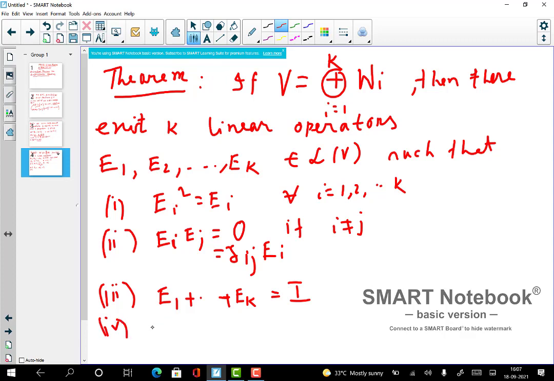Not only that, let Ri be the range, so Ri equal to the range of Ei, and this has to be equal to Wi. So the range of Ei, which is Ei of V, which is also Ri, these are actually Wi's. And conversely, the converse part is also true. That means if you have operators E1, E2, Ek with all these properties, then that tells you that V can be written as a direct sum of subspaces.